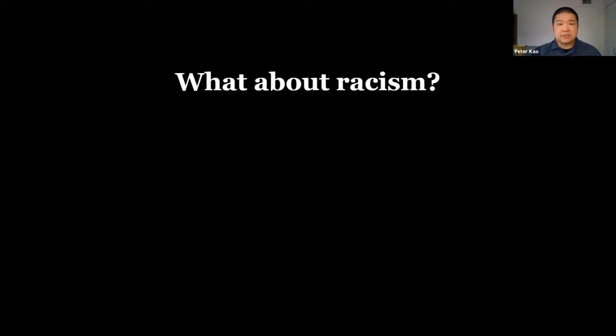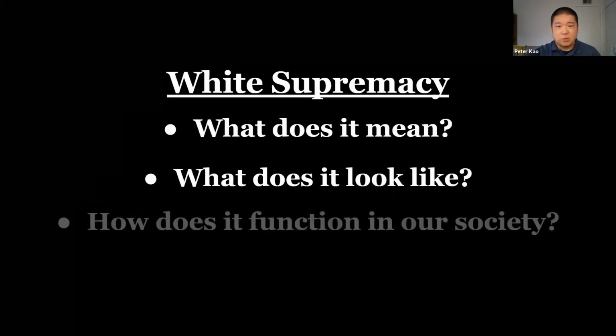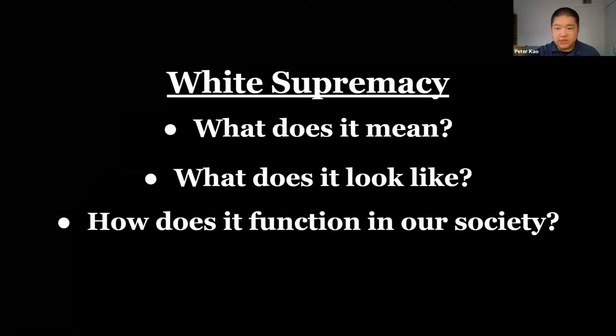So then how does this all relate when we talk about race and ethnicity? What about racism, which is today's talk, Racism 101? How does this all play out, right? For us to understand how racism functions with its concepts of race and ethnicity, we need to examine this concept of race within a framework of white supremacy. So now, what is white supremacy? What does it mean? What does it look like? How does it function in our society? We're going to explore this idea, so that we can all get a better understanding of white supremacy, racism, and how race functions.